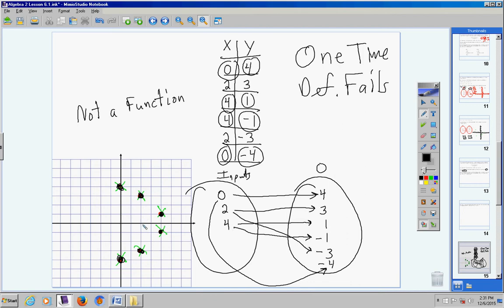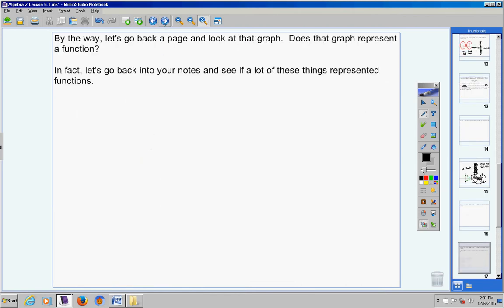So if I ask you if a graph is a function or not, you can do one of 2 things. You can draw a mapping diagram and then look and see if any of the numbers have 2 arrows coming off them, or you can just look and see if there are any points that are directly above or below another point. If that happens just one time, then you do not have a function. Okay? Hope that makes sense. Now, in fact, let's go back into your notes and look at all the things we've done so far. Let's see if they represent functions, okay?